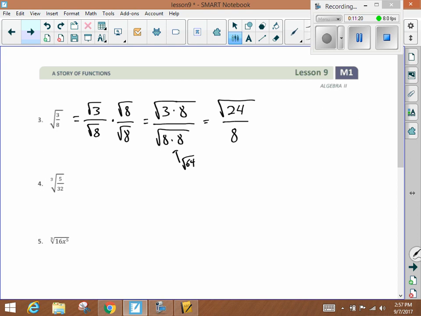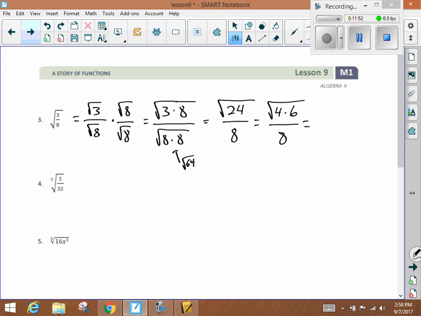Hey, can I simplify that square root of 24? I sure can. Well, is it divisible by something that has a perfect square? No, it's not. No, so we're good to go. Right? Oh, it's divisible by 4. How about 4 times 6?